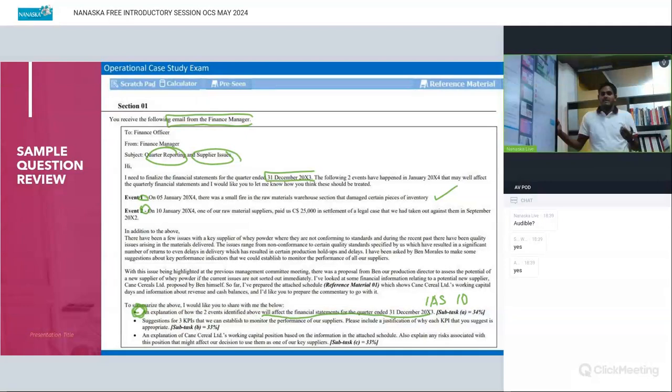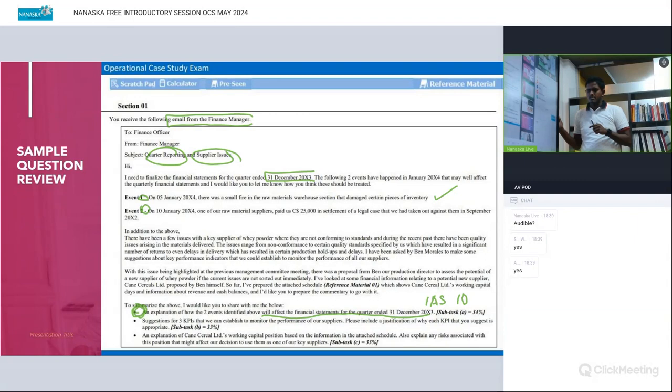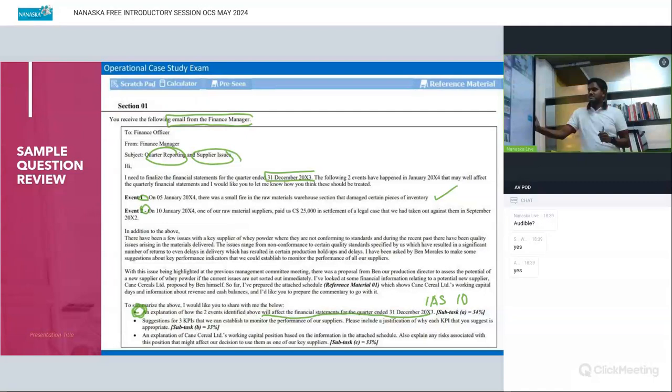The simple question you have to ask is, was there any evidence of existence at the reporting date? Come on guys, I need some answers. Now the reporting date is 31st December. The fire is happening on the 5th of January. So on 31st of December, is there any evidence of existence? Yes or no?